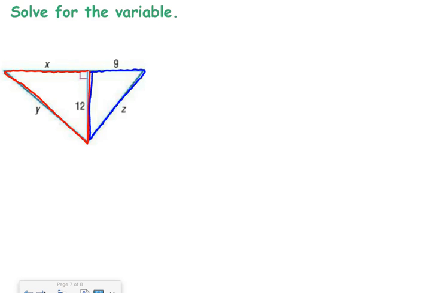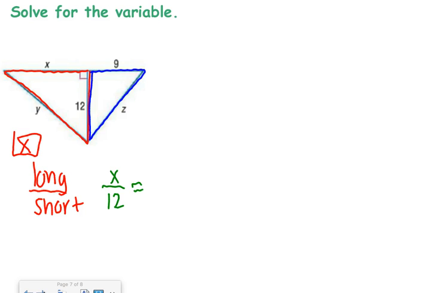Okay, so on the red triangle, what is X? Long leg. And then 12 would be our what? Short. Okay, so that is our code. So this is for X. So we're going to have X over 12 is equal to, what's our long leg on the blue triangle? 12 over 9.